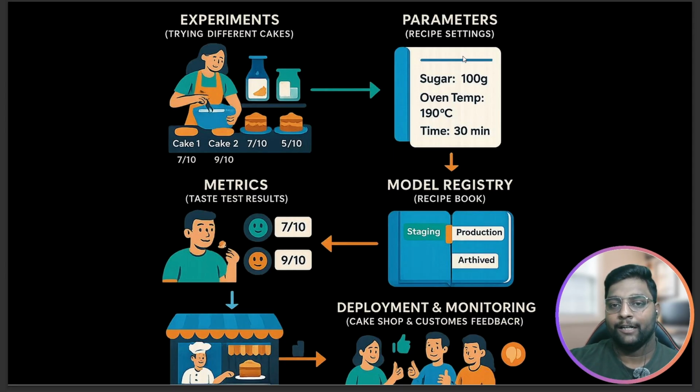Whatever parameters are there, that has been staged or registered into a recipe book, and from there, metrics, test results. Before any cake or any product rolls out to the public, it's always a duty of an internal employee, or the owner of the shop, to test it, right? They will see the taste, how that particular cake is. Based on this metrics approval, if the cake is very good, with accuracy 96% or 100%, we can go ahead and provide it in our shop.